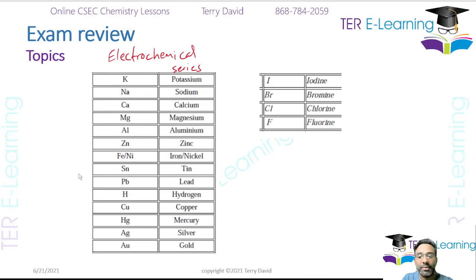Now what you need to remember is that the ones lower down will be discharged first. So this is discharged first, right? So if you have a mixture containing, let's say, sodium and let's say lead, lead is going to be discharged first and not sodium. So the one lower down in the electrochemical series is going to be discharged first.